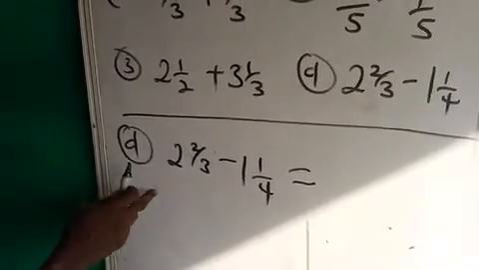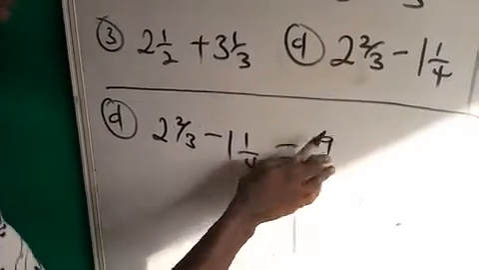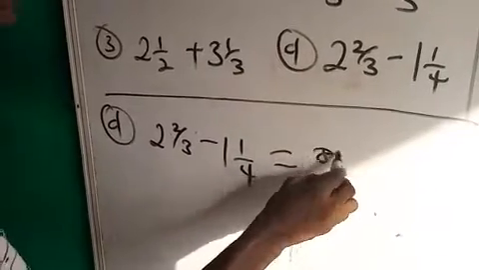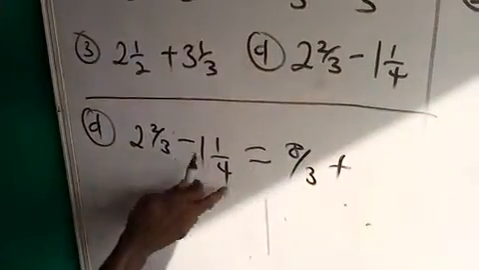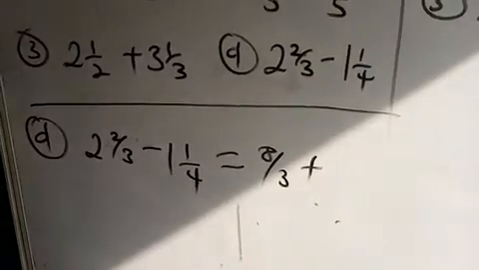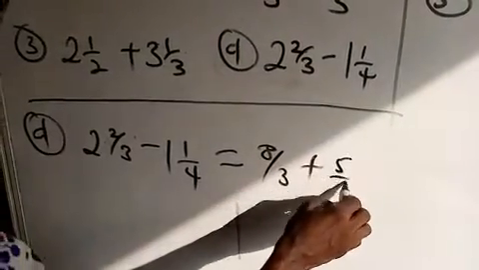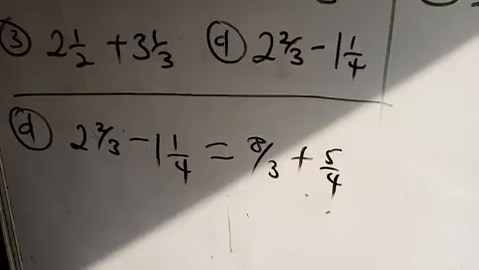3 times 2, that is 6. Plus this one is going to be 9. I think it's going to be 8. 8 over 3. Do this one. 4 times 1 is 4, plus 1 is going to be what? 5 over 4.